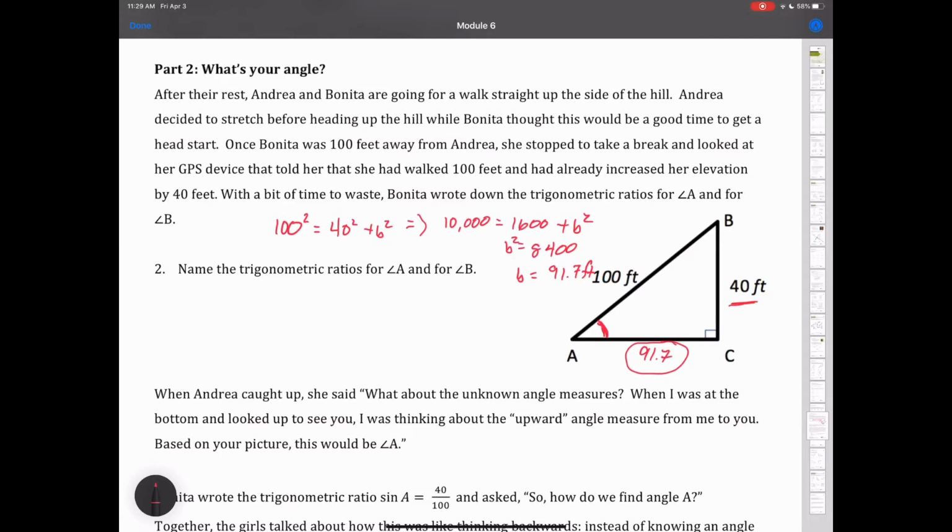So I'm actually going to ask you, well, in just a second, I'm going to ask you to pause and fill in all these values. But before we do that, I'll write them all down with us. So sine A, cosine A, tangent A, and then sine B, cosine B, and tangent of B. All right, so go ahead and try to write down all those trig ratios. Pause the video.